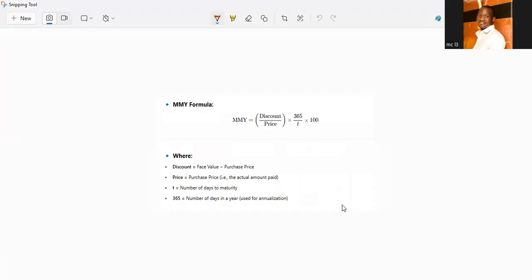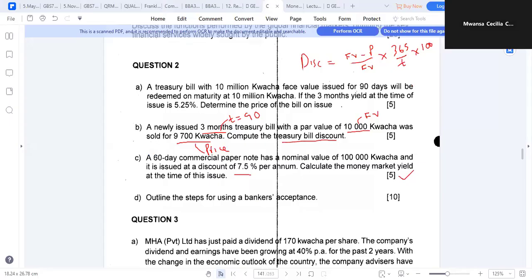Okay. So what are we given again? So we can substitute. We are given the discount there. What was the discount? That's seven. It was 7.5. So, where's my calculator?